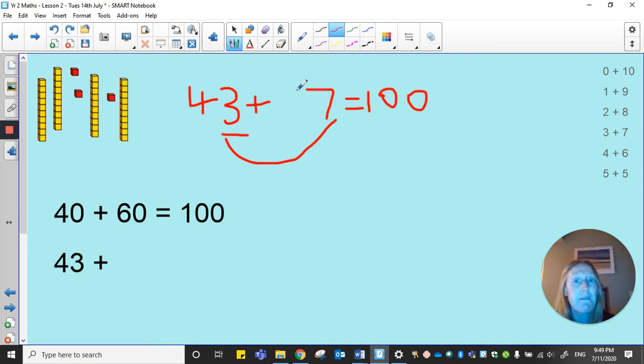5 plus 5. Let's check it all. So we've got 3 plus 7 gives us a 10, 1 ten. We have another 4 tens, that gives us 5, and another 5 tens, that gives us 10 in total. So the answer is 57.